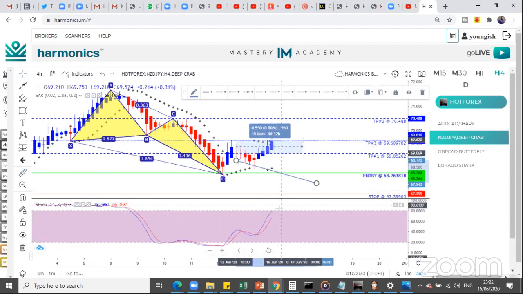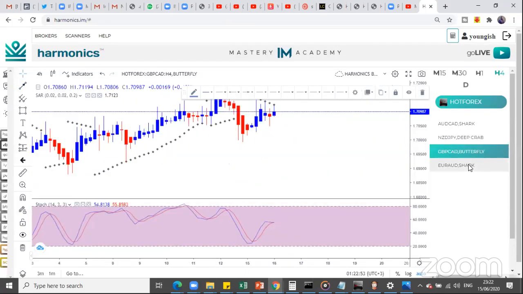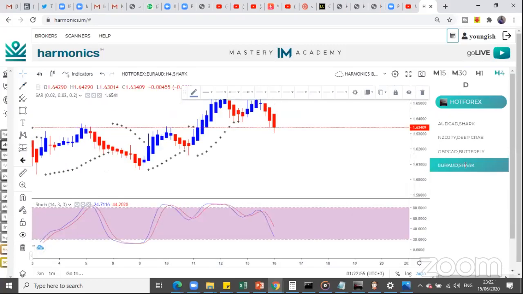So once this two line gets to this top, it means the trade is entering exhaustion phase. Just move it, or you start trailing it by the parabolic sign.